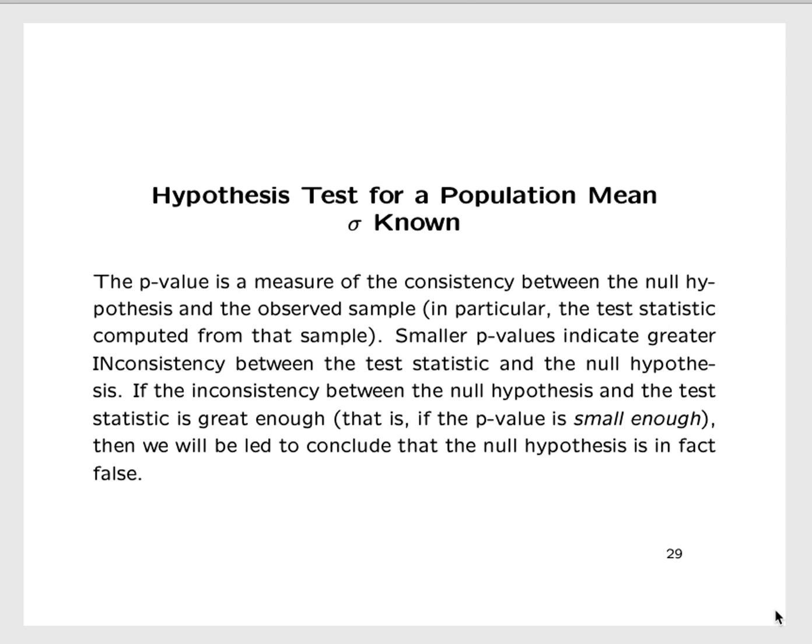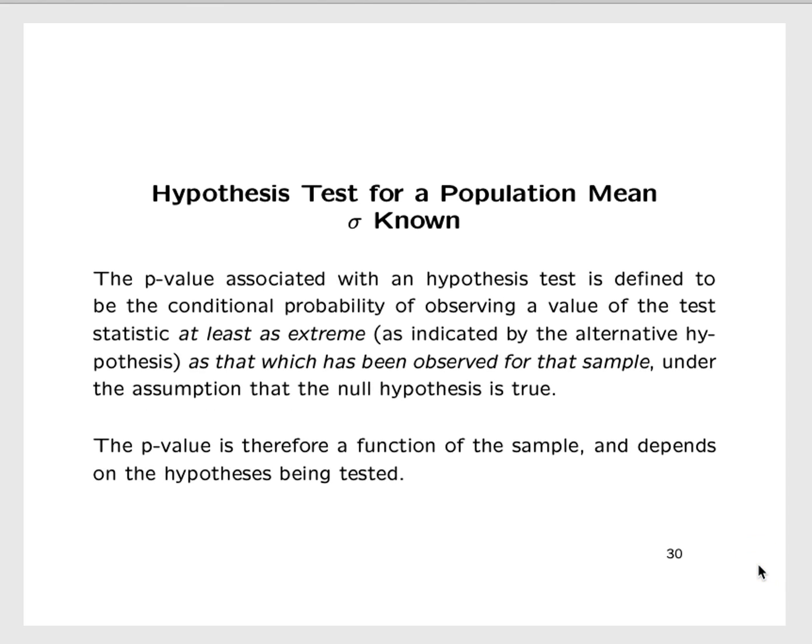Now the p-value is a measure of the consistency between the null hypothesis and the observed sample, in particular the test statistic computed from that sample. Smaller values indicate greater inconsistency between the test statistic and the null hypothesis. Another way to say that would be that smaller values indicate less consistency between the test statistic and the null hypothesis. If the inconsistency between the null hypothesis and the test statistic is great enough, in other words, if the p-value is small enough, then we will be led to conclude that the null hypothesis is in fact false.